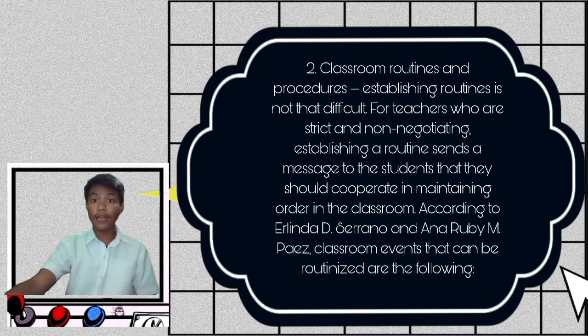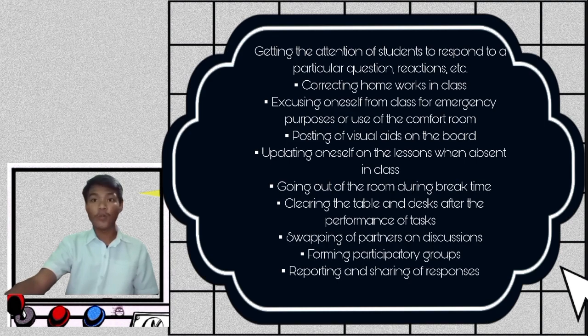According to Erlinda D. Serrano and Anna Ruby M. Pace, classroom events that can be routinized are the following: getting the attention of students to respond to a particular question, reaction, etc., correcting homework in class, excusing oneself from class for emergency purposes or use of the comfort room, posting of visual aids on the board, updating oneself on the lesson when absent in class, going out of the room during break, clearing the table and desk after the performance or task, swapping of partners on discussions, forming participatory groups, and reporting and sharing of responses.